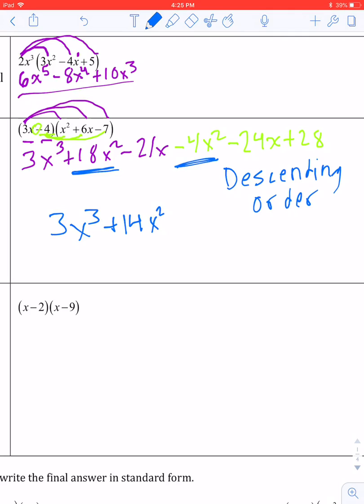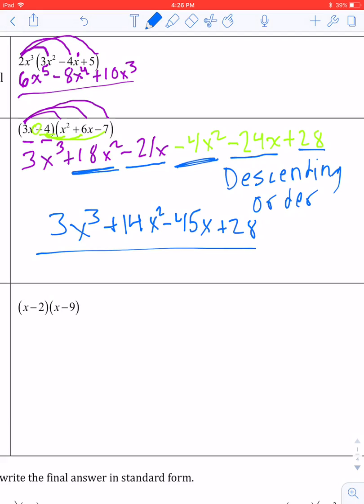Okay? Now I'm going to go to the next lowest degree, which is just x to the first, or x. Okay? I've got a negative 21x here and a negative 24x there. It's a negative 21 combined with a negative 24. Those put together is going to give you a negative 45x. And all that's left over is this 28. Tag that on at the end, positive 28. So your final answer should read 3x to the third plus 14x squared minus 45x plus 28.